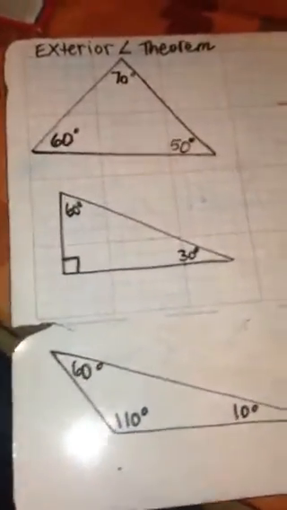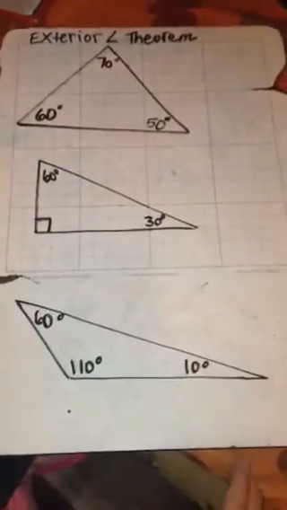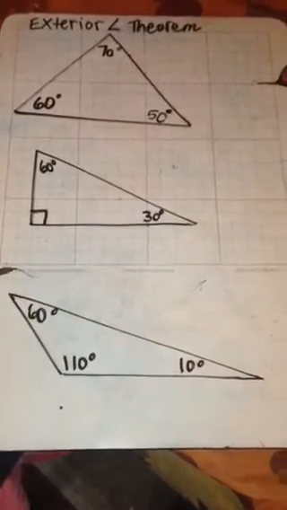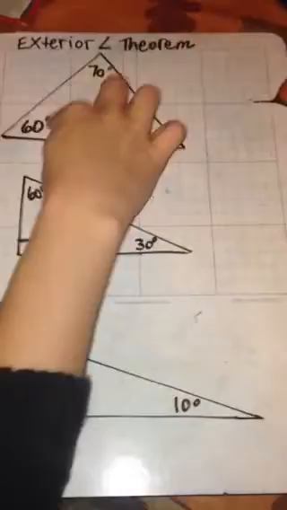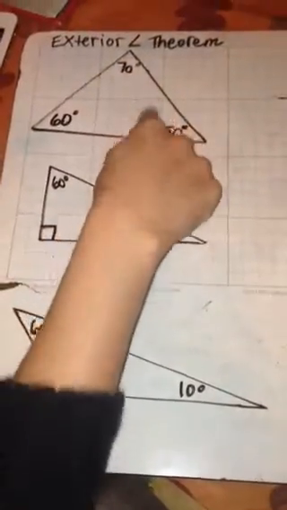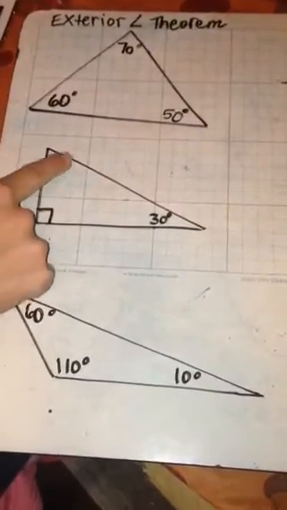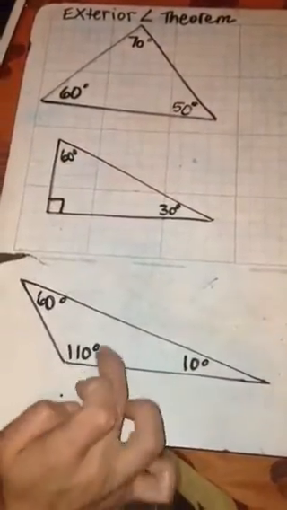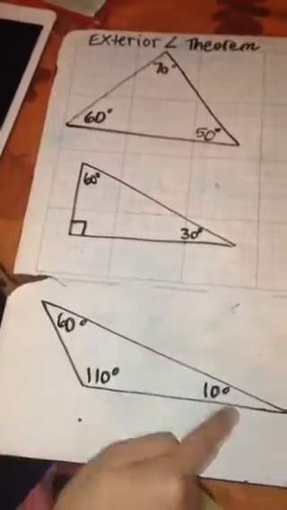So, by now we should all agree that no matter what triangle you have, all the angles will add up to 180. So we have just three examples: 60 and 70, that makes 130. 130 plus 50, that's 180. 90 plus 60, that's 150. 150 plus 30, that's 180. 110 plus 60, that's 170. 170 plus 10, that's 180.